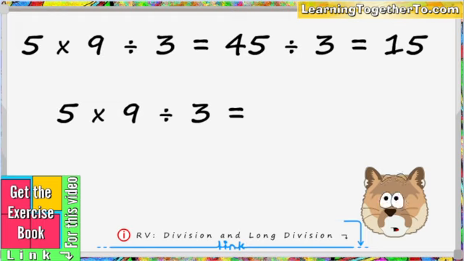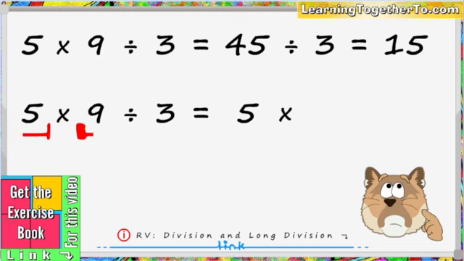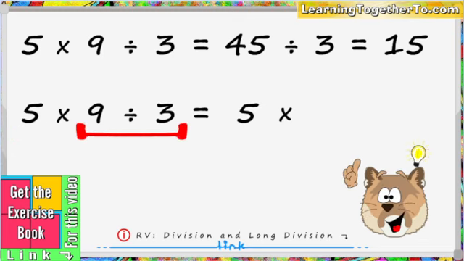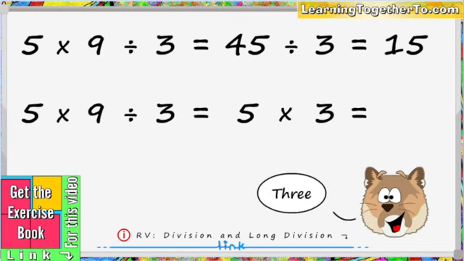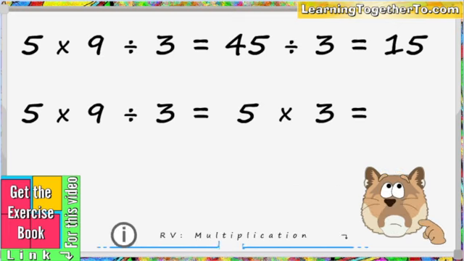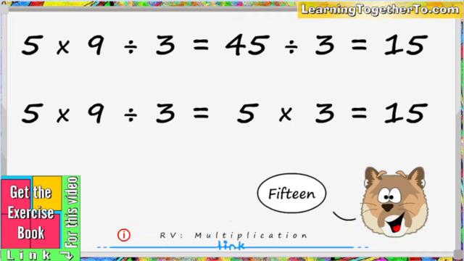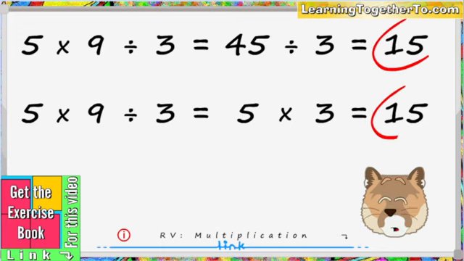Peter, this time let's divide first. Let's move the statement to the side. We write the 5 as it is. Peter, 9 divided by 3 is equal to 3. Well done, Peter. And 5 times 3 is equal to 15. Nice job, Peter. Look at that, Peter. Both methods give the same answer.